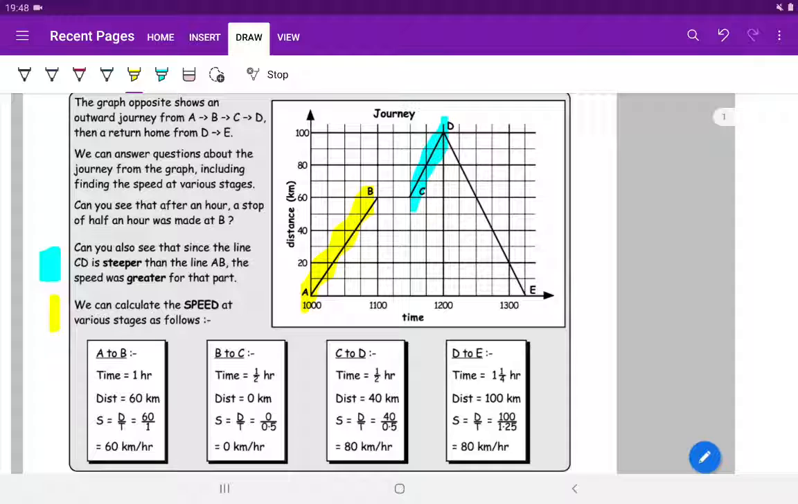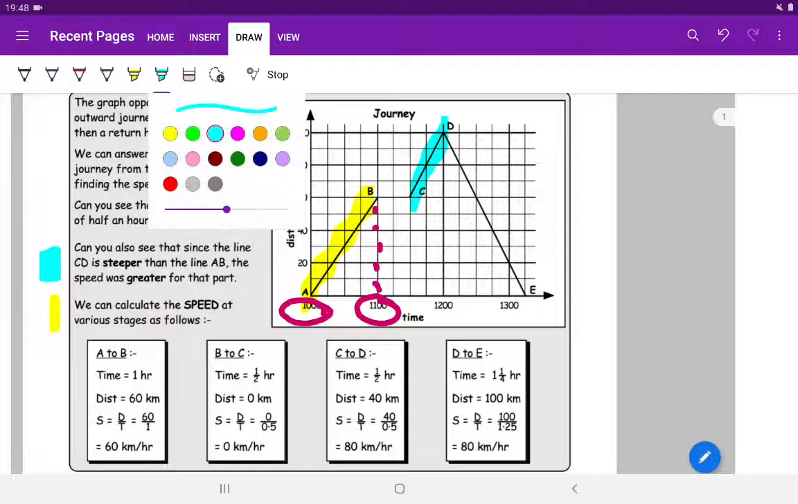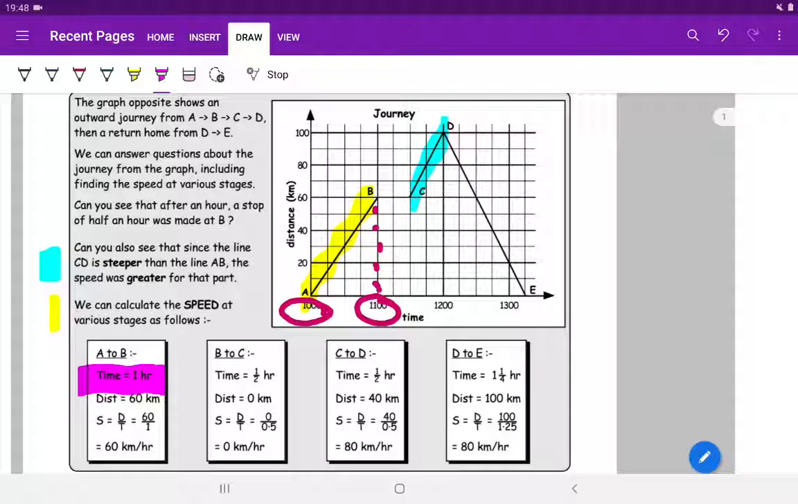So, A to B. If we look at A to B here, so that's the bit I've highlighted in yellow, we're starting at 10 o'clock and we're finishing at 11 o'clock, so our time is 1 hour. Let me just make sure we can actually see this. Okay, our time is 1 hour. The distance, how far we've travelled from 0 to 60, so the distance is 60 kilometres. Speed is distance divided by time, so 60 divided by 1, which obviously gives us a speed of 60 kilometres an hour.